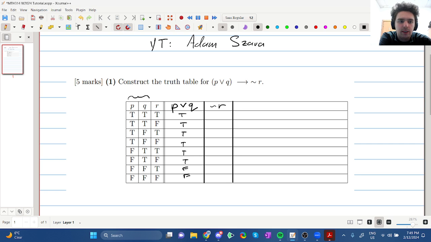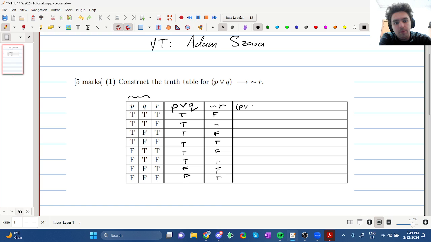Right? It's just the opposite of R. So we take all our values for R and we just invert them. R is going true, false, true, false, true, false, true, false. So it's going to be false, true, false, true, false, true, false, true. And now we fully put together the implication.